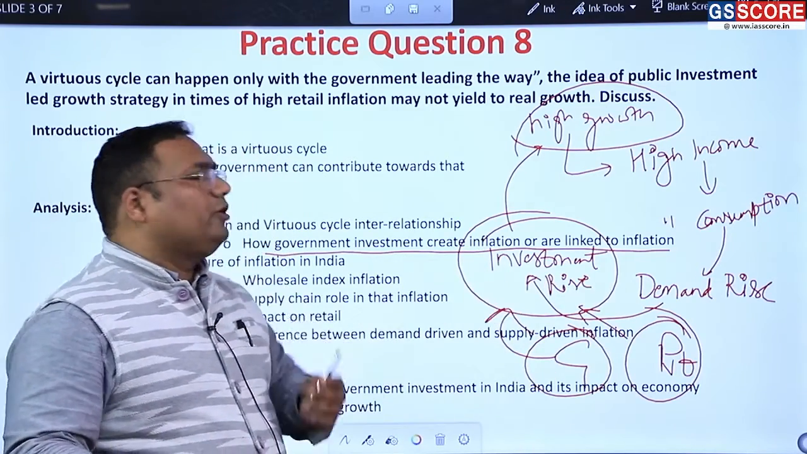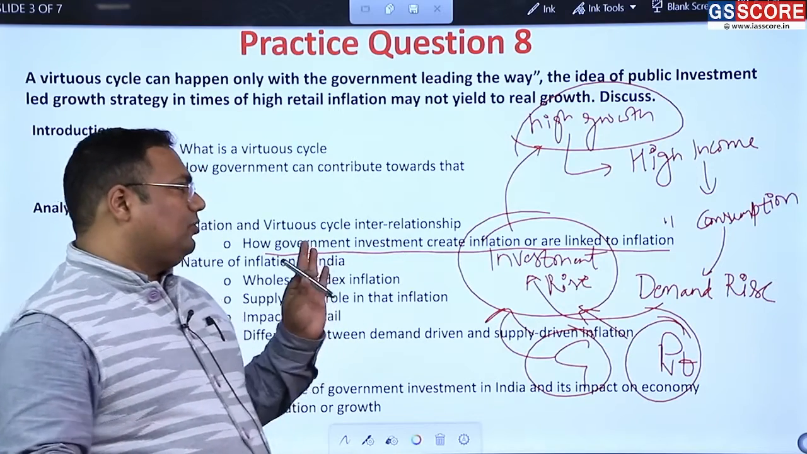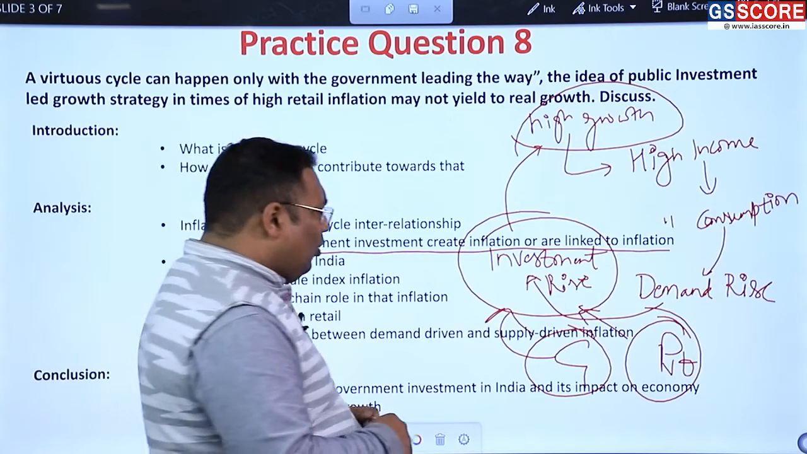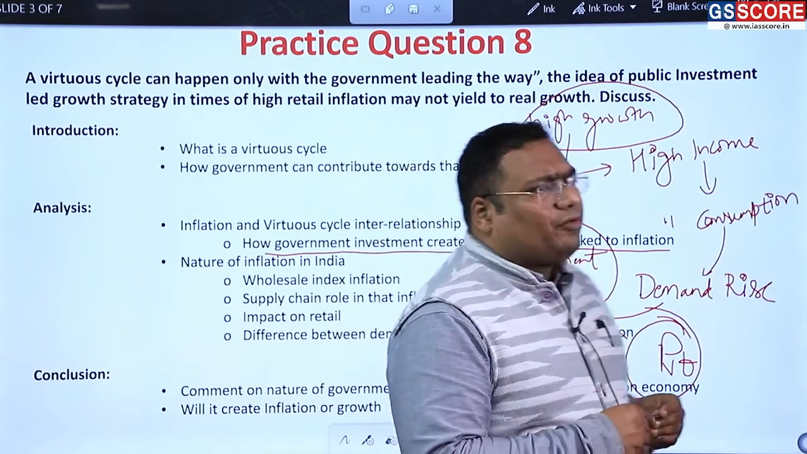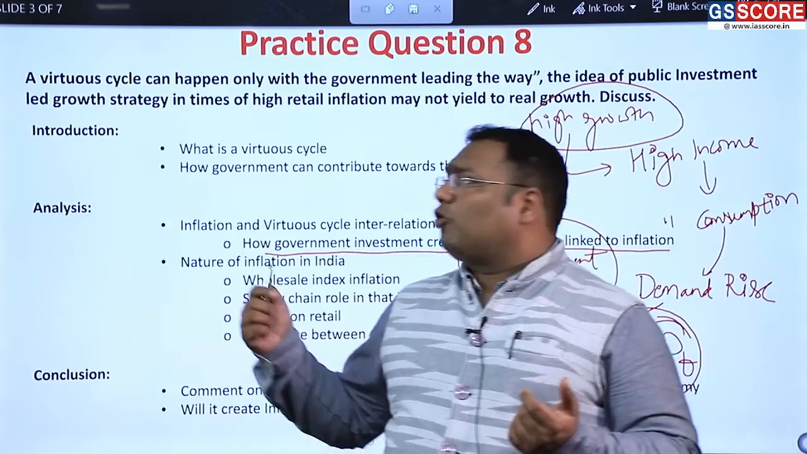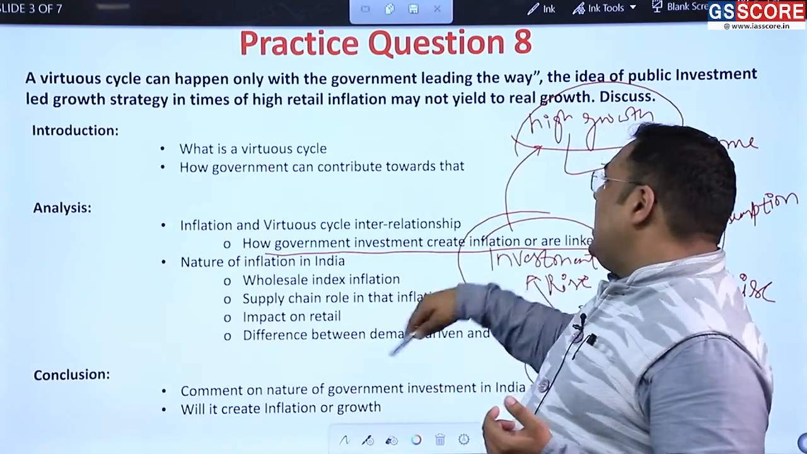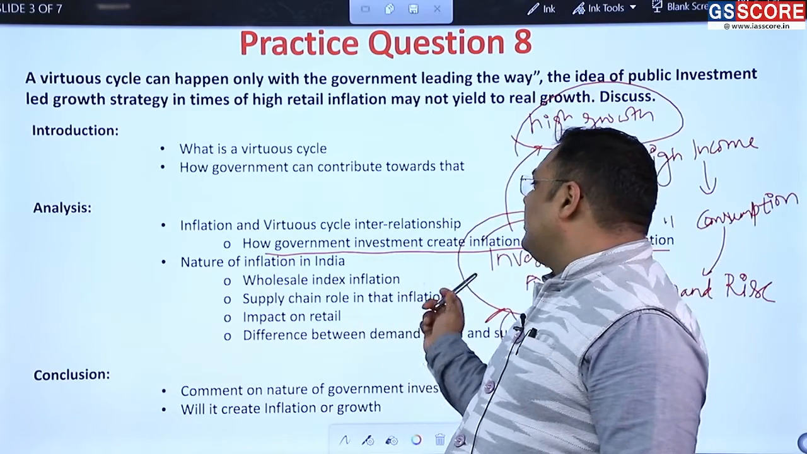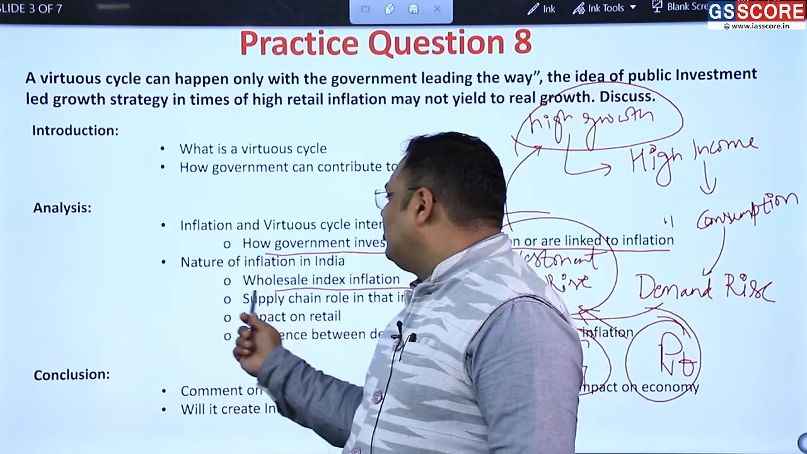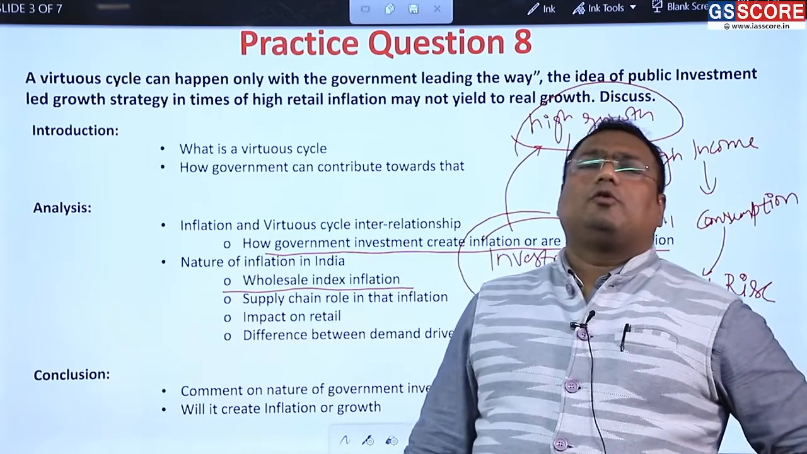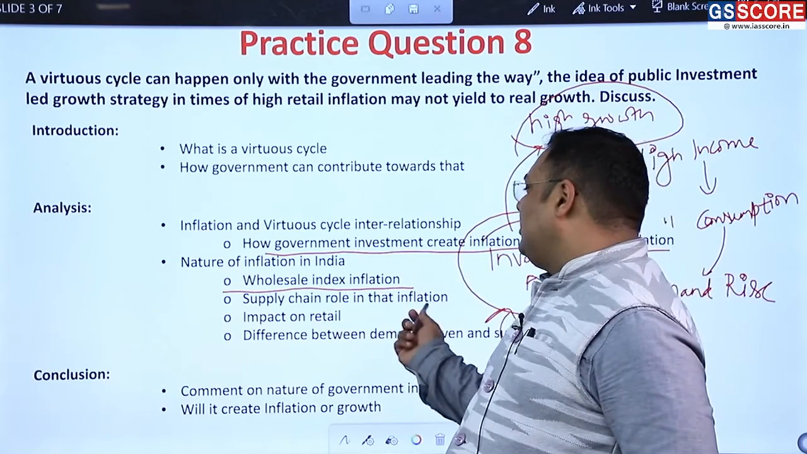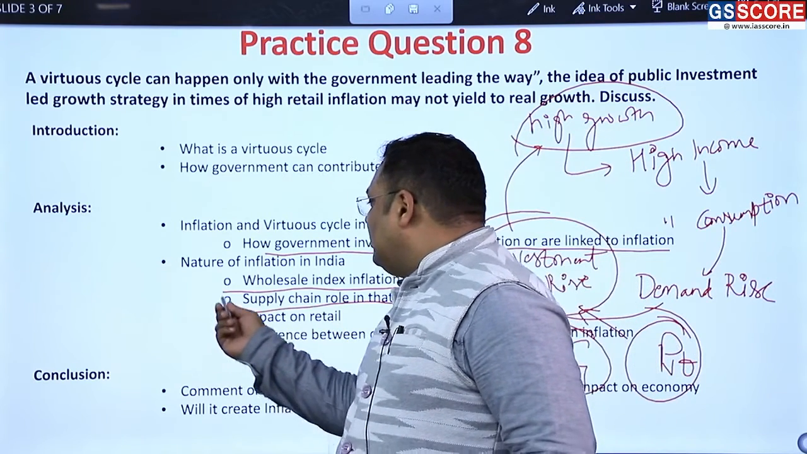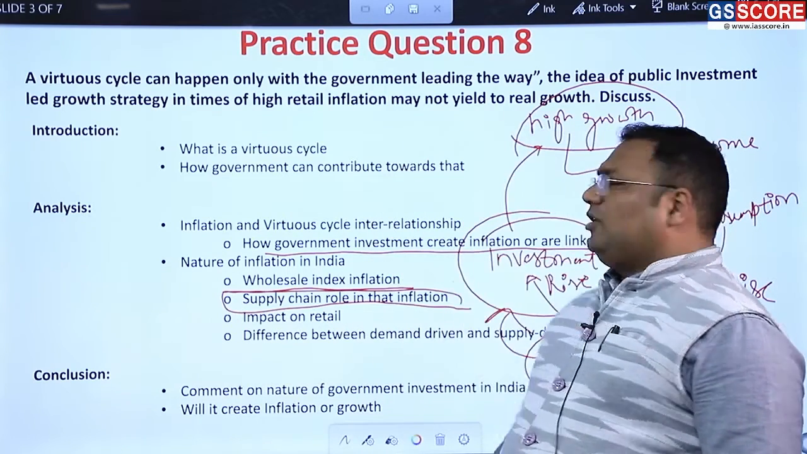That government cannot continuously do it. Otherwise, there will be big inflation. So this risk is always there. Now we have talked about that risk. So in the answer next you are going to talk about what is the nature of inflation in India at present. The current inflation in India is related to the wholesale index, not related to the CPI that much, and it is largely because of the supply chain issue.